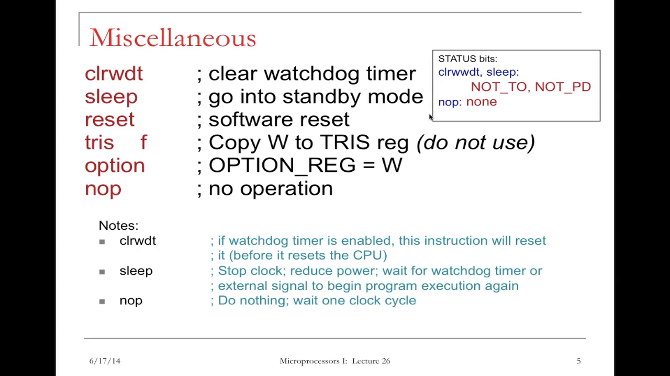Also, TRIS F is to copy the working register to the TRIS register. It's getting obsolete and it's not across all the PIC microcontrollers, so when you use it, be cautious. Also, the NOP instruction is basically to consume clock cycles without affecting the operation.